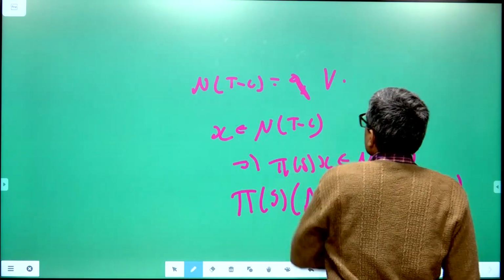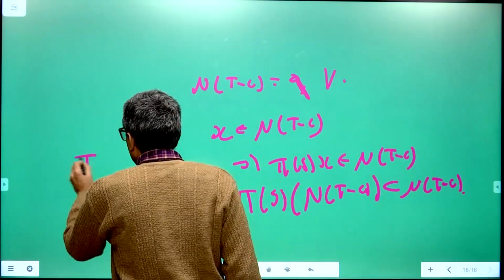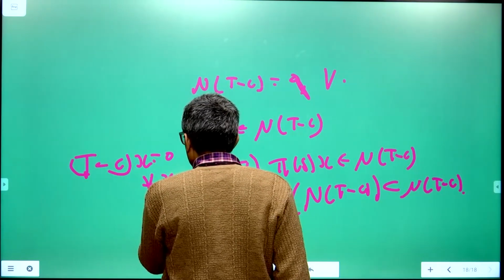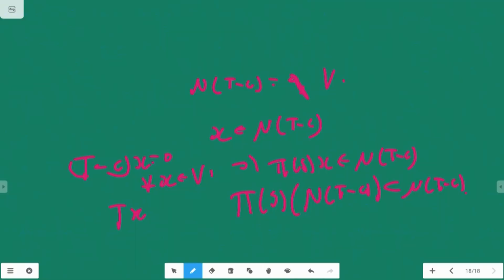That means the null space of T minus C is the whole of V, which is the same as saying that T minus C acts on x to give 0 for all x belonging to V, which is the same as saying T x is equal to C x for every x belonging to V, where C is an eigenvalue of T. This is the same as saying T is a scalar multiple of the identity on V. This is the second Schur's lemma.